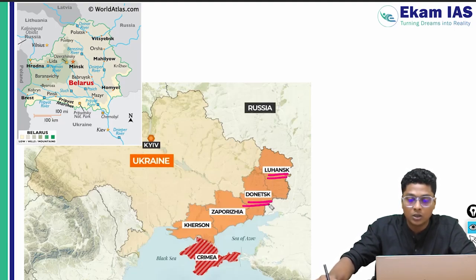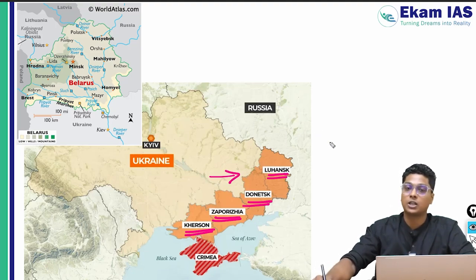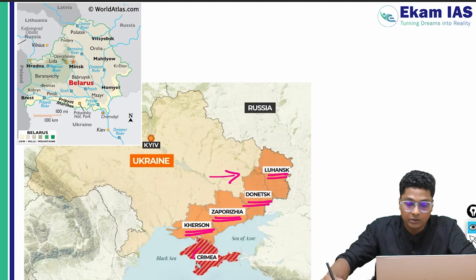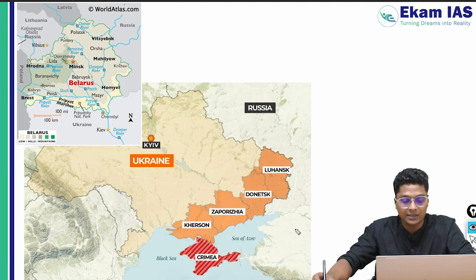Luhansk, Donetsk, Zaporizhzhia, Kherson. These are four portions of eastern Ukraine that are annexed by Russia. And the Crimean Peninsula was annexed earlier. This is the Sea of Azov. This is the Kerch Peninsula, Kerch. I'll show you some of the images that have been in news regarding the place, through which we'll be discussing these places.